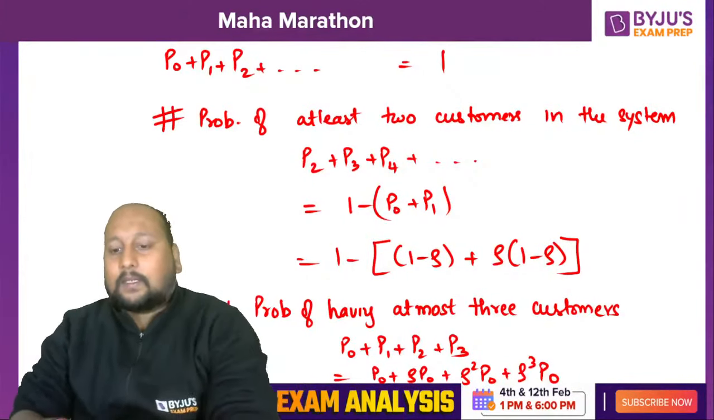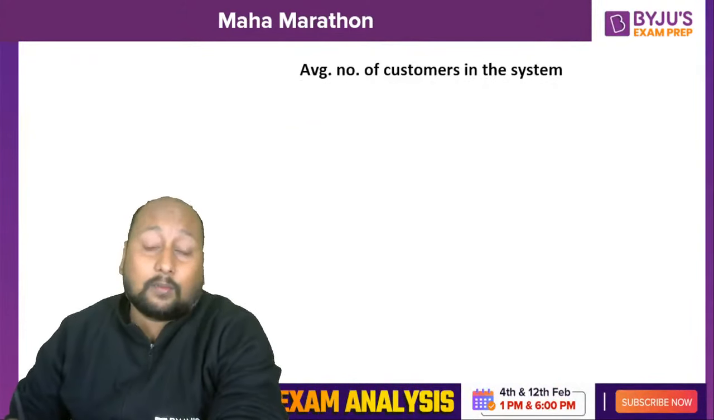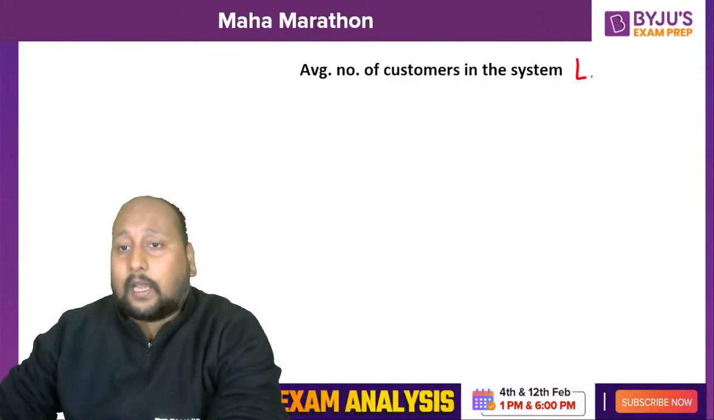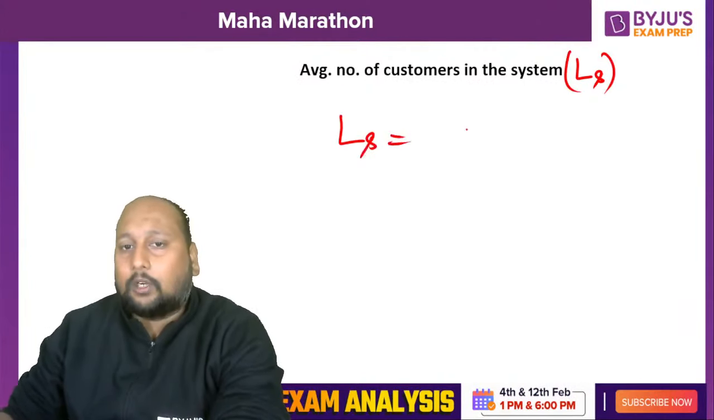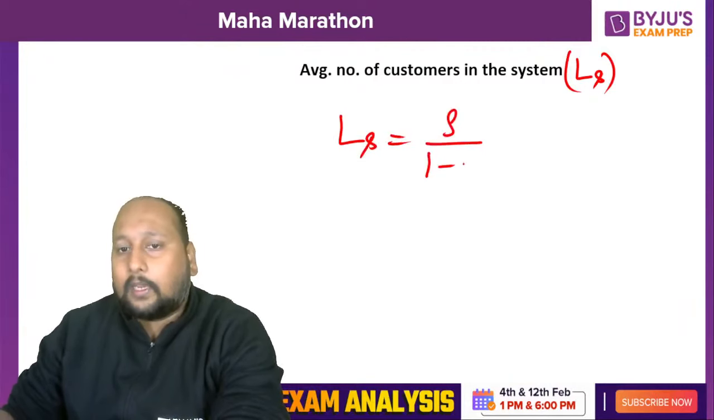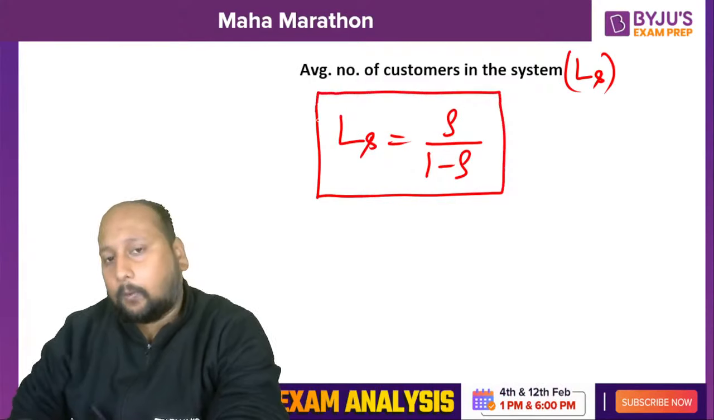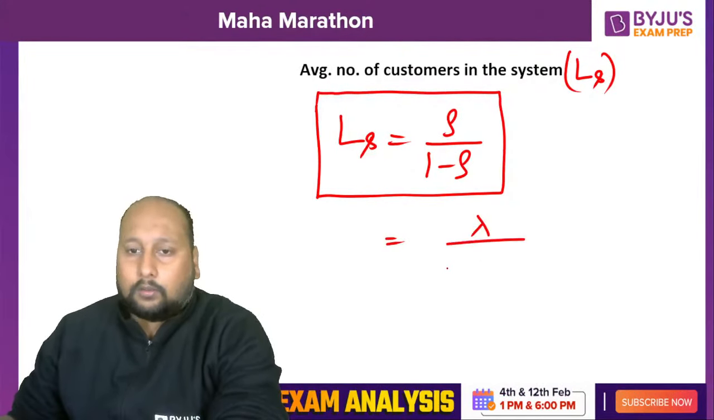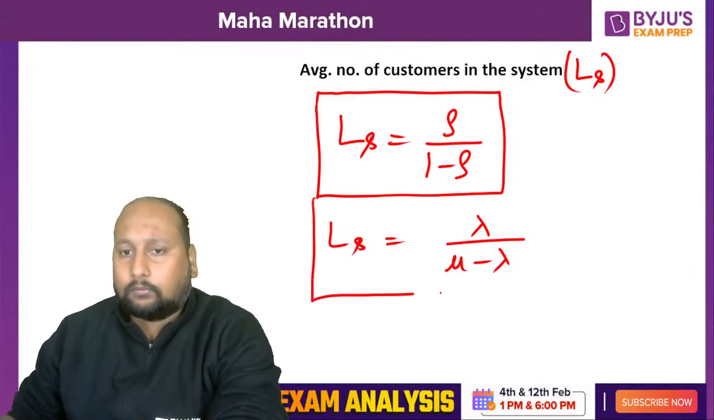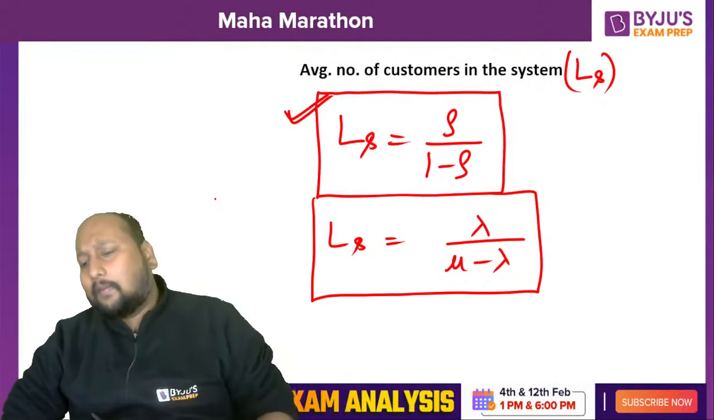Okay, apart from this, there is a very important calculation they ask for, the average number of customers in the system, which I'm calculating as LS. So what is LS? LS is equal to rho upon 1 minus rho. Or we can say this is equal to lambda upon mu minus lambda. We can write it like this also, right? But usually I prefer the first formulation because we won't have any difficulty to understand.